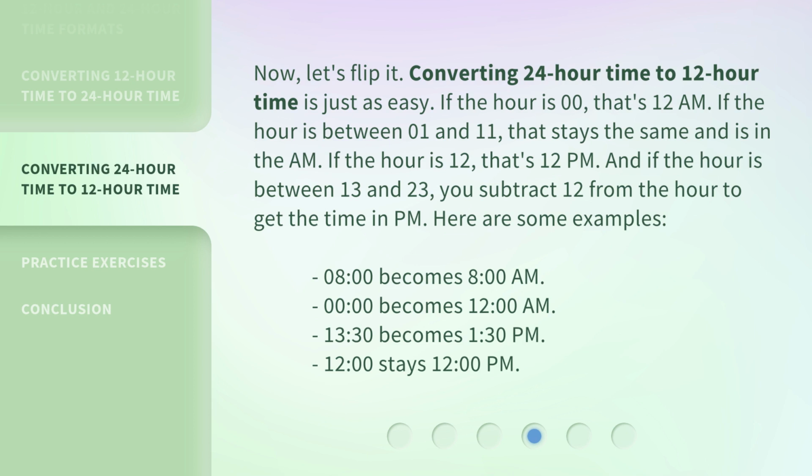8 o'clock becomes 8 AM. 0000 becomes 12 AM. 13:30 becomes 1:30 PM. 12 o'clock stays 12 PM.